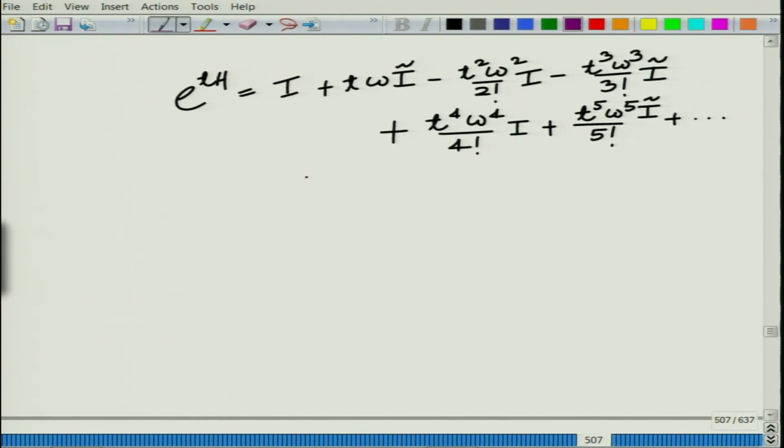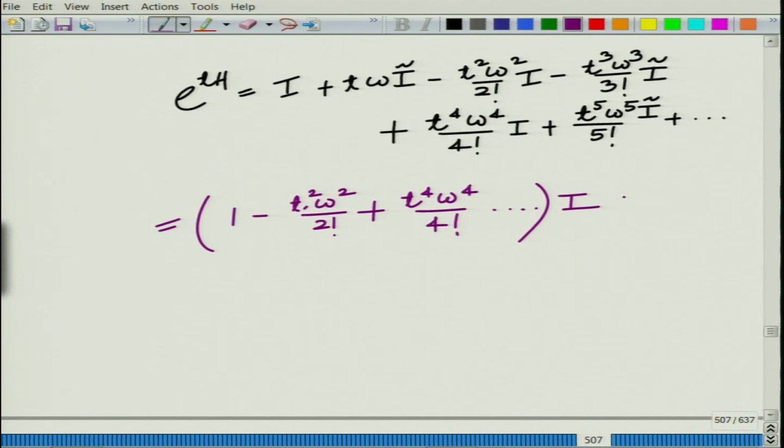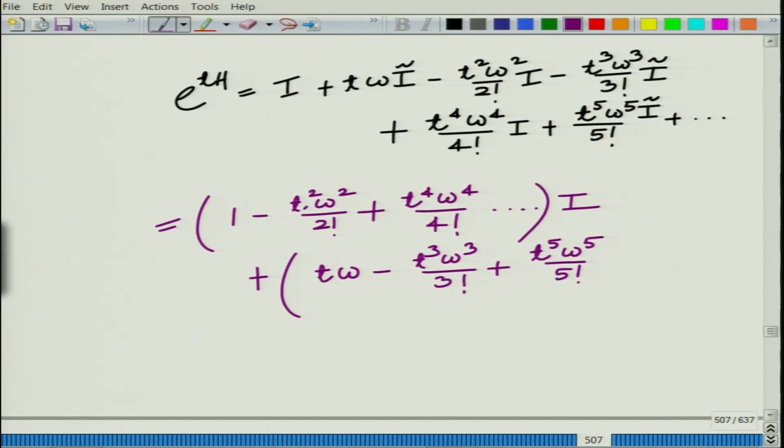And now, if you divide this into two parts, one will be 1 minus t square omega square by 2 factorial, collecting all the terms with I, plus t 4 omega 4 by 4 factorial times I, plus t omega minus t cube omega cube by 3 factorial plus t 5 omega 5 by 5 factorial minus so on, times I tilde.